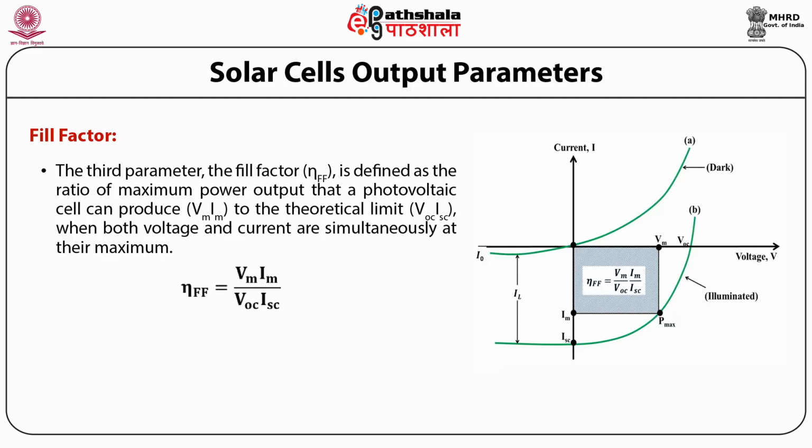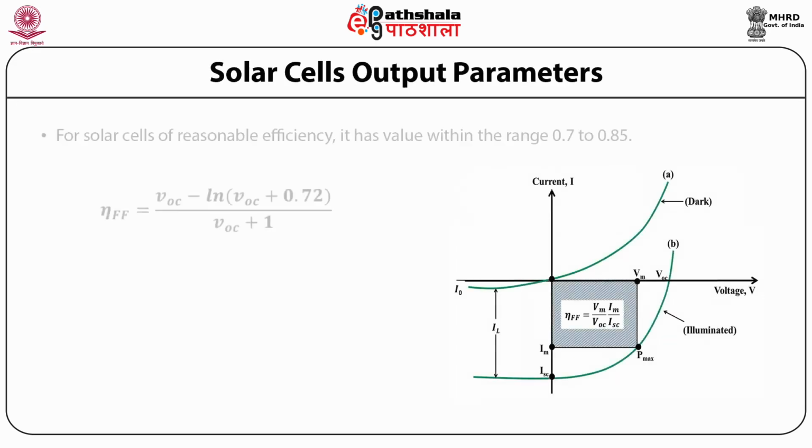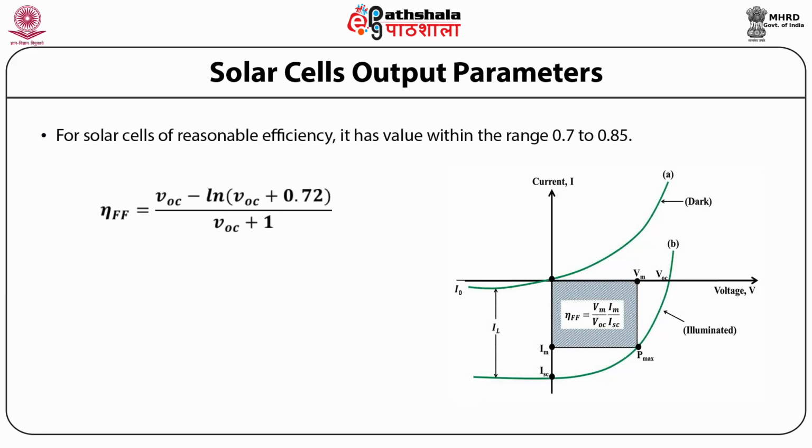Obviously, the fill factor is near unity. The higher the fill factor, the better the quality of the cell. However, for solar cells of reasonable efficiency, it has a value within the range of 0.7 to 0.85.